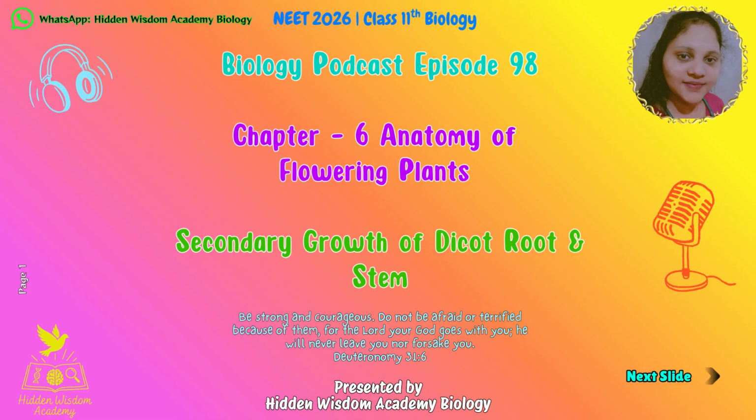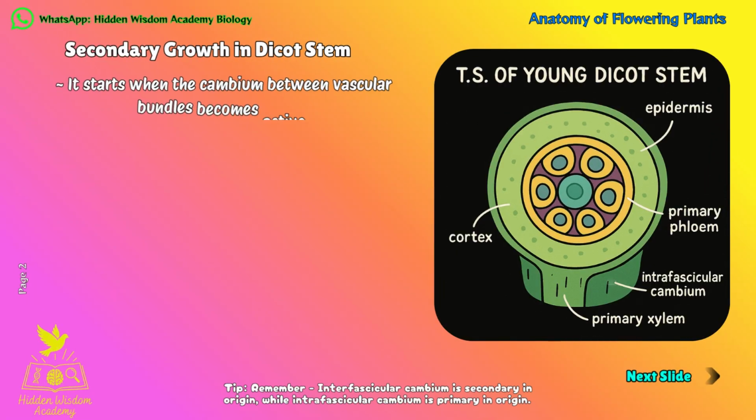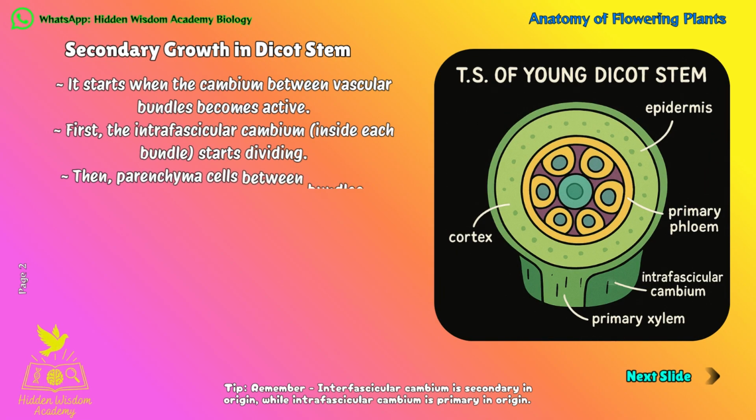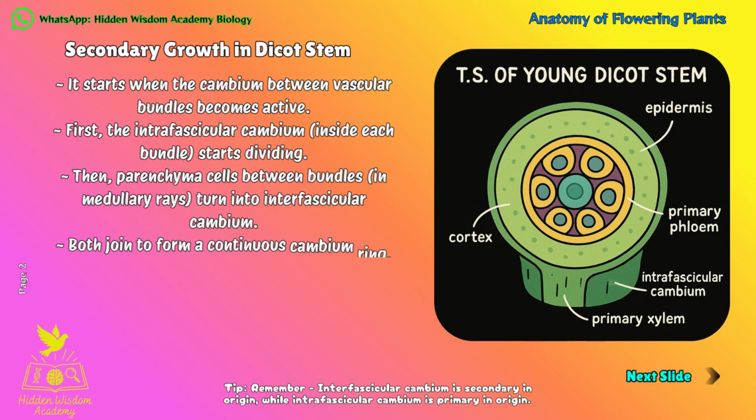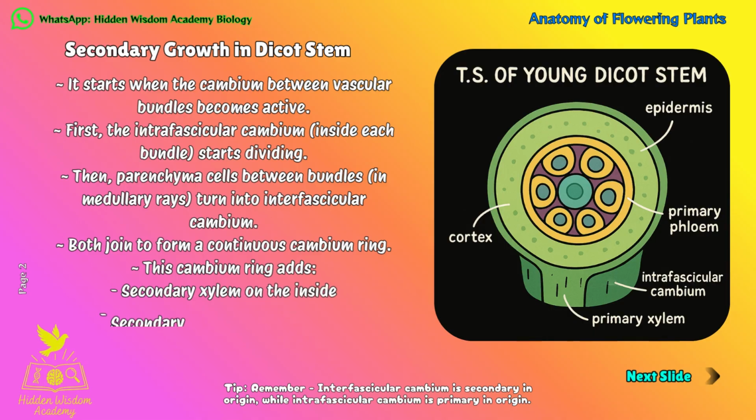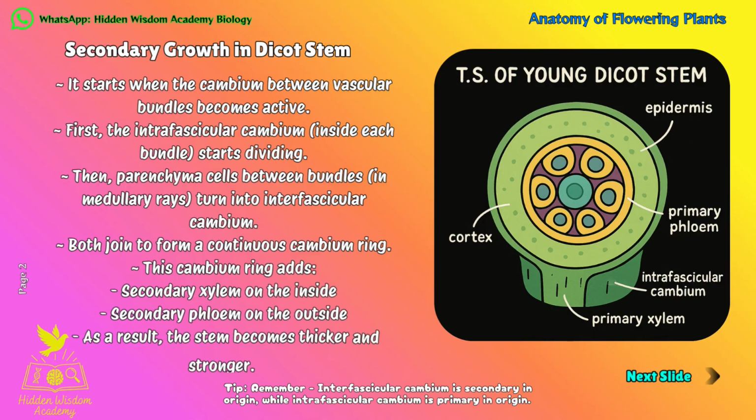Let's begin with the basics. In dicot stems, secondary growth starts when the cambium between vascular bundles becomes active. First, the intrafascicular cambium inside each bundle begins to work. Soon, the parenchyma cells between bundles, in the medullary rays, turn into interfascicular cambium. These two cambiums join to form a complete cambium ring. This ring keeps dividing, forming secondary xylem inside and secondary phloem outside, making the stem thicker and stronger.